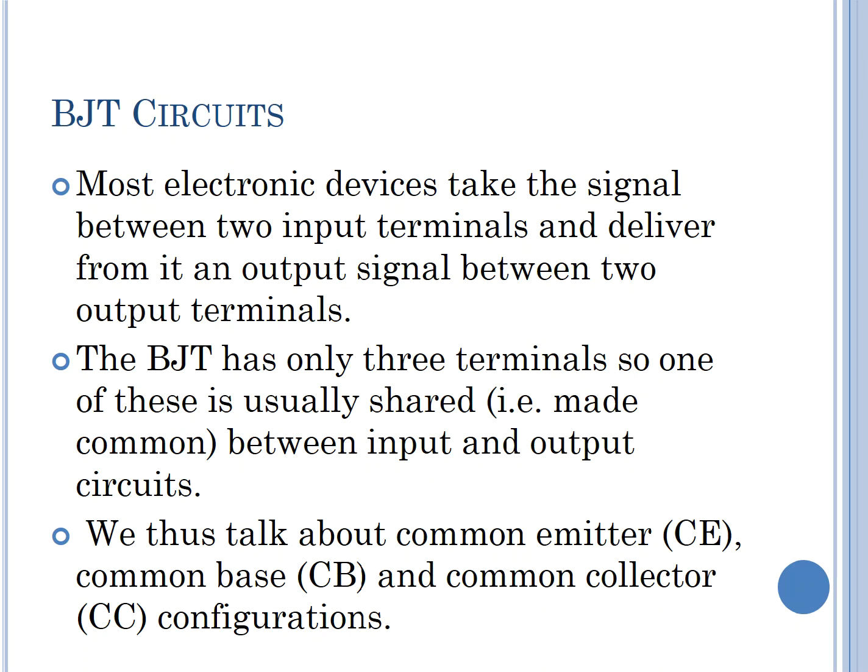As we know, electrical circuits mostly take a signal between inputs and outputs, so we need two terminals for the input and two terminals for the output. But the transistor is a three terminal device, so we take one terminal common between the input and the output. Taking any of these components common between input and output, we can talk about the common emitter configuration, common base configuration, and the common collector configuration.